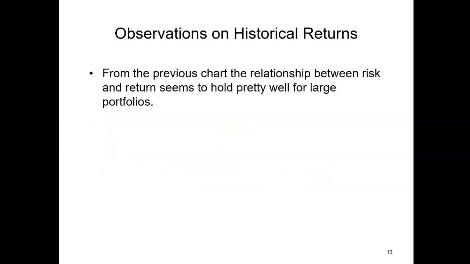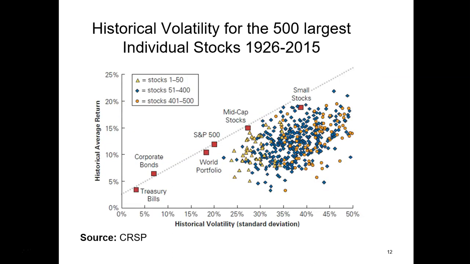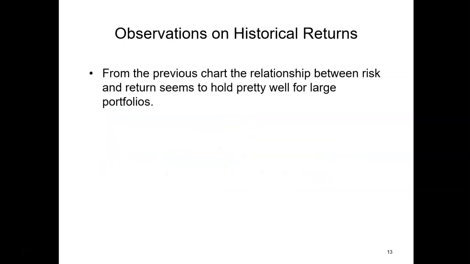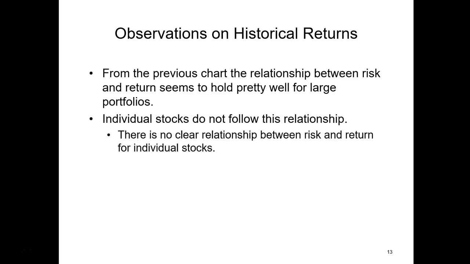So from the previous chart, the relationship between risk and return seems to hold pretty well for large portfolios. That would be all of the red blocks, right? Because those are portfolio stocks and corporate bonds, etc., and mid-cap stocks, small company stocks. But individual stocks don't follow this relationship, right? Remember, I looked at those S&P 500 stocks, and they were all to the right, which means they had higher standard deviation than the S&P 500. So no clear relationship between risk and return for individual stocks.